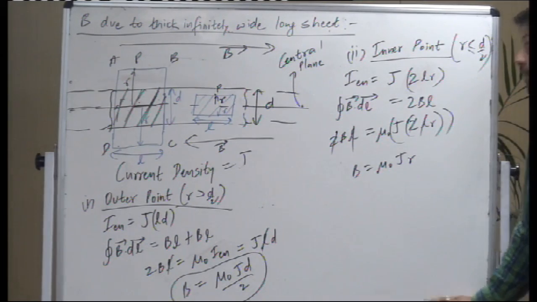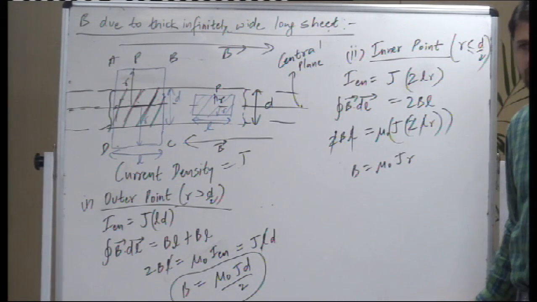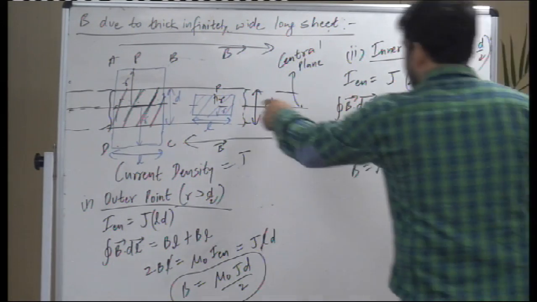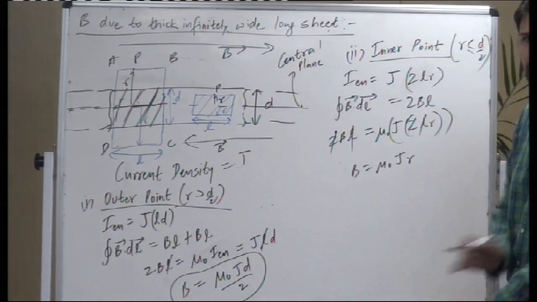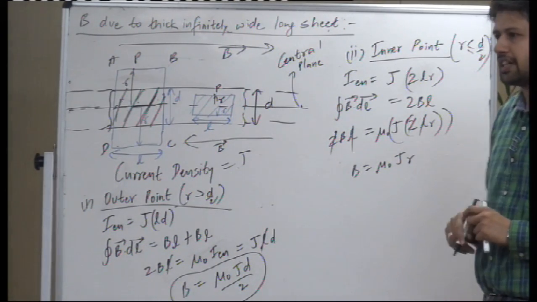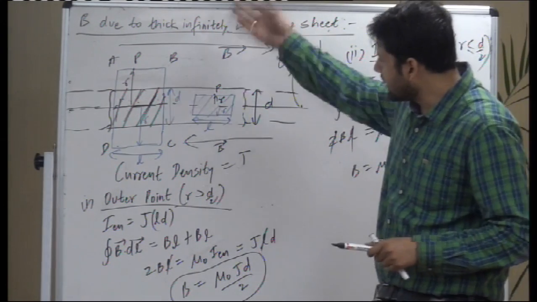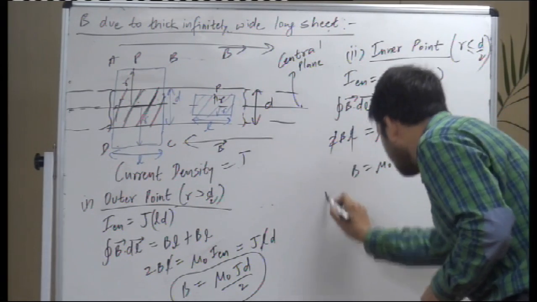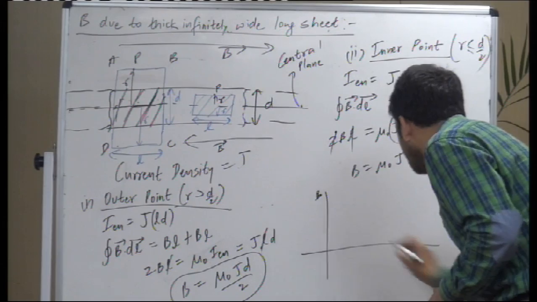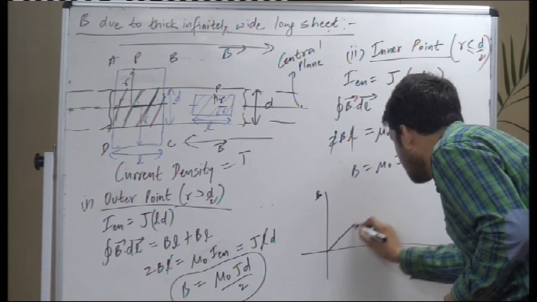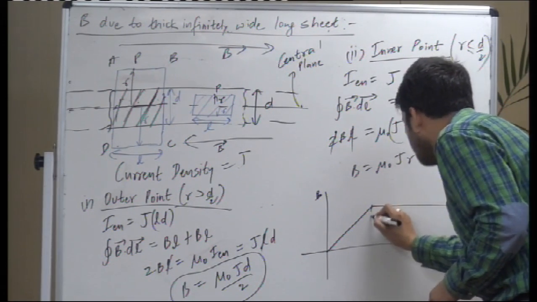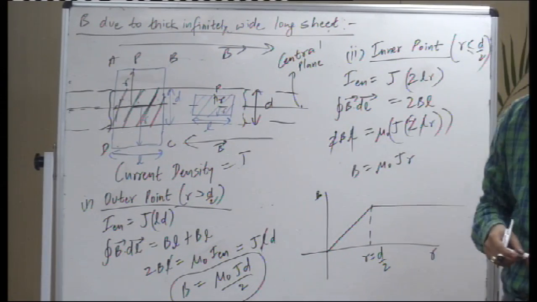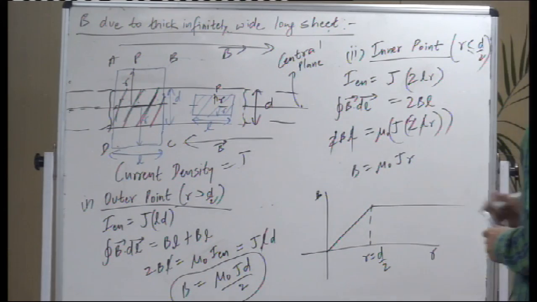Getting my point? This time for inner points it is valid. For inner points it is dependent on R. At the central plane the magnetic field would be 0, but as you move away the magnetic field increases, and when you come out of the sheet, it would become constant. So if we draw it graphically, it would be like this: B versus R, like this, then constant. The point here is R equal to d by 2. After d by 2 it is constant.